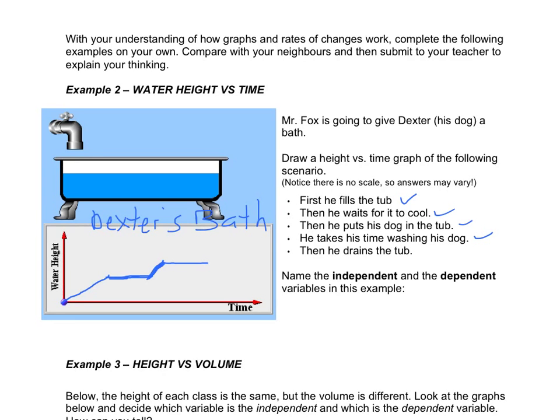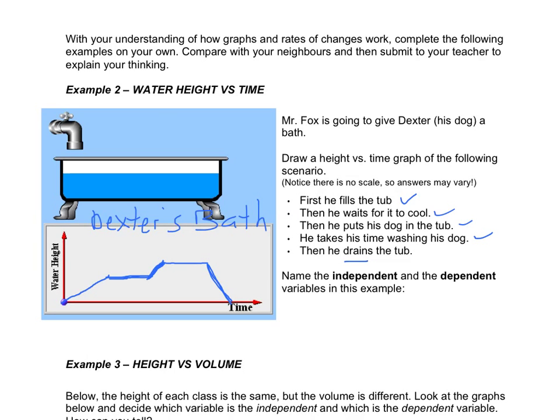Now he says he drains the tub. Doesn't say he takes the dog out. So by draining the tub, usually it takes probably a little less time to drain, depending how good your drains are. So we'll have the water going back out. Probably not quite that steep a decline, but everybody would have that same shape.